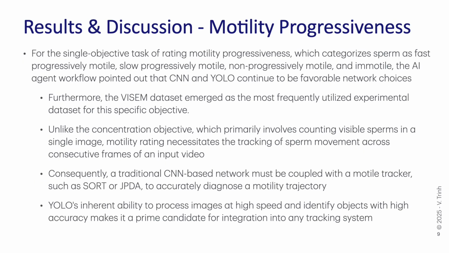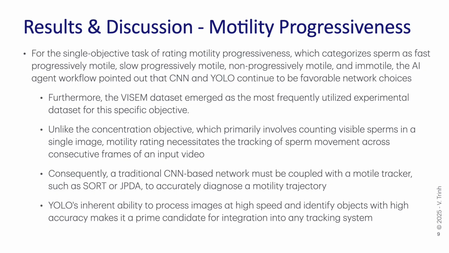For the single objective task of rating motility progressiveness, which categorizes sperm as fast progressively motile, slow progressively motile, non-progressively motile, and immotile, the AI agent workflow pointed out that CNN and YOLO continue to be favorable network choices. Furthermore, the VISM dataset emerged as the most frequently utilized experimental dataset for this specific objective.